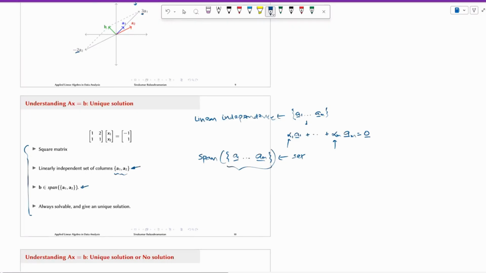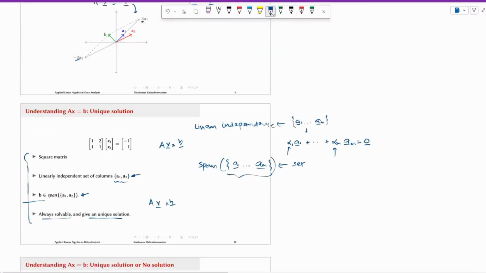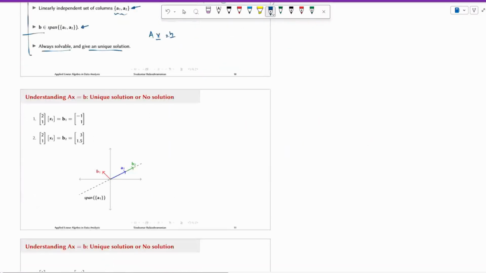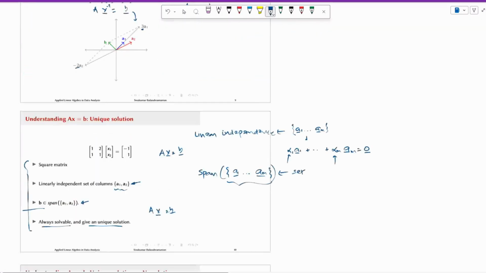So this states that you're trying to solve Ax equals b. If b is in the span of the columns of A, then there is a solution. It's the third condition. And when these conditions are satisfied, then Ax equals b is always solvable and will give you a unique solution. Okay, so that's essentially the condition. Now let's go back to this.